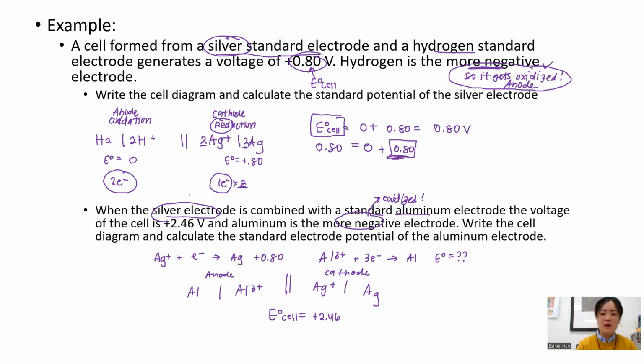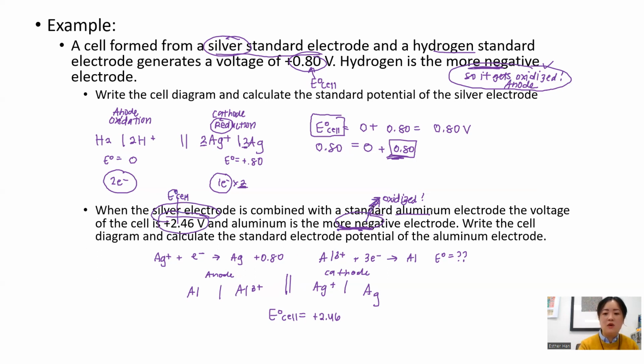The second problem here, we have now silver being combined with an aluminum electrode. And one more time, you're told which one is more negative, so we know that that's getting oxidized. We know the total voltage for our battery, so the 2.46, this is the total. It's our E cell. And then after you write out your cell diagram, we want to figure out what is the standard electrode potential of the aluminum.